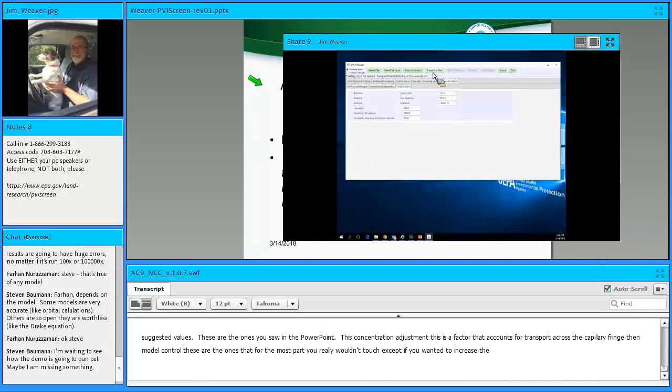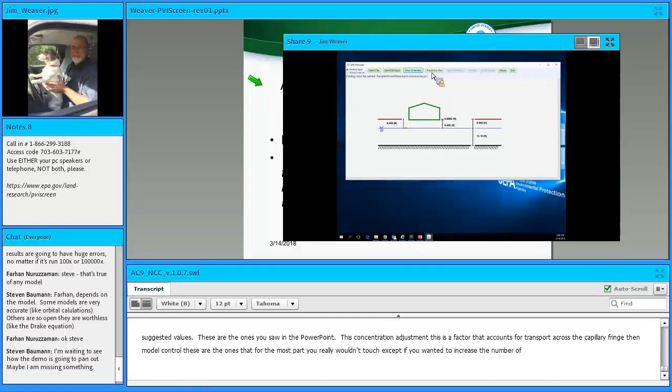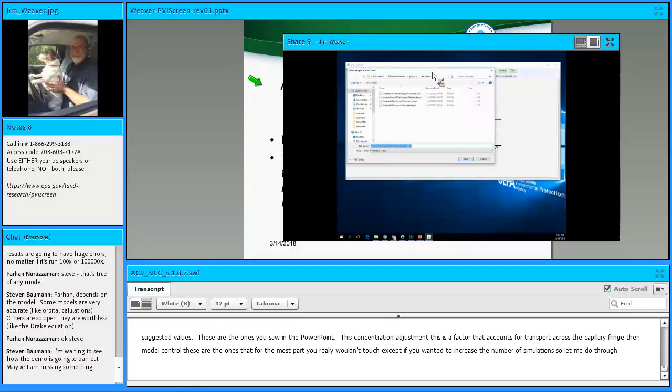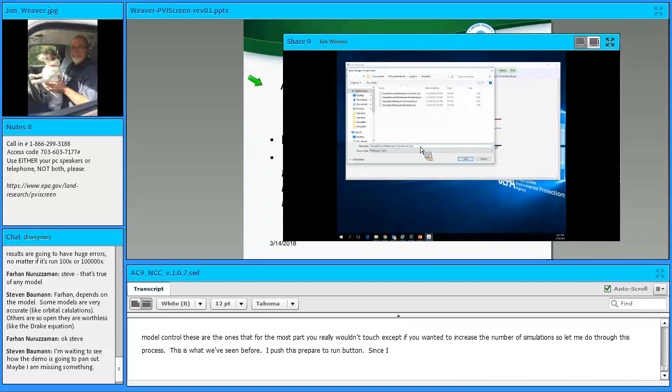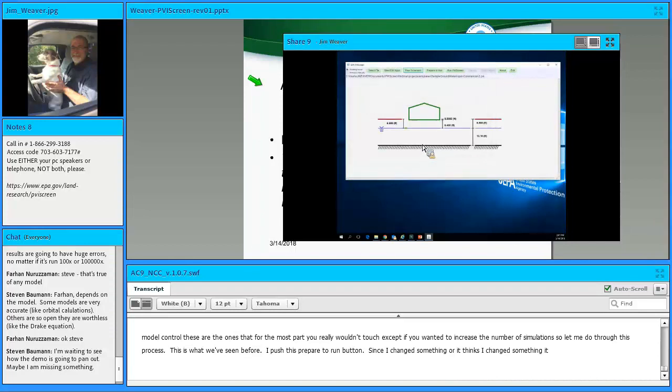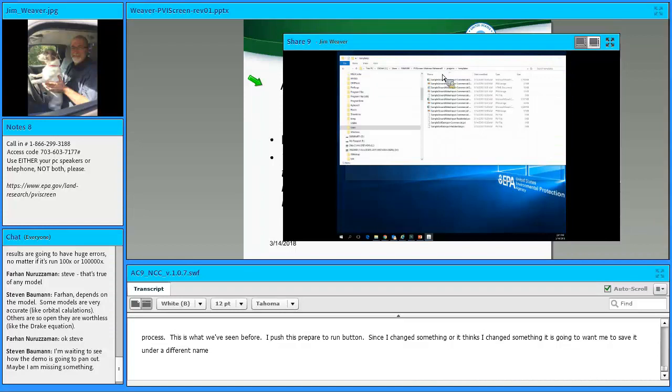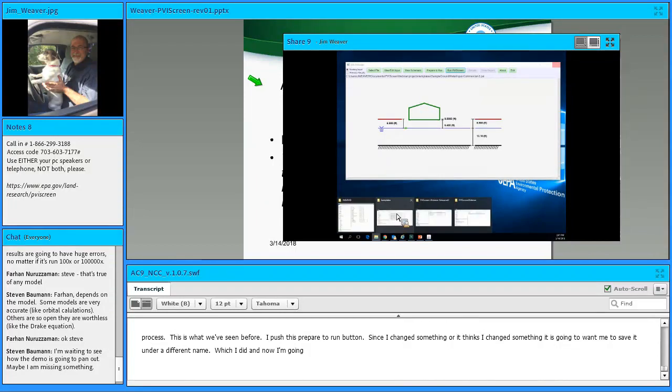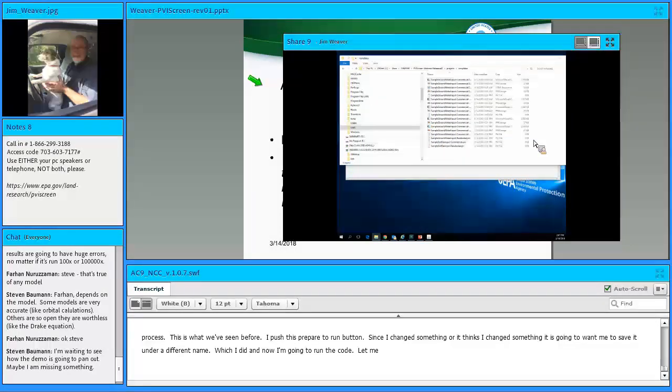Okay, so let me just go through this process. Okay, so there I can look at the schematic. This is like what we've seen before. I push this prepare to run button. Okay, since I changed something, or it thinks I changed something, it's going to want me to save it under a different name. I did, and now I'm going to run the code. Change the name and put a 3 in it.